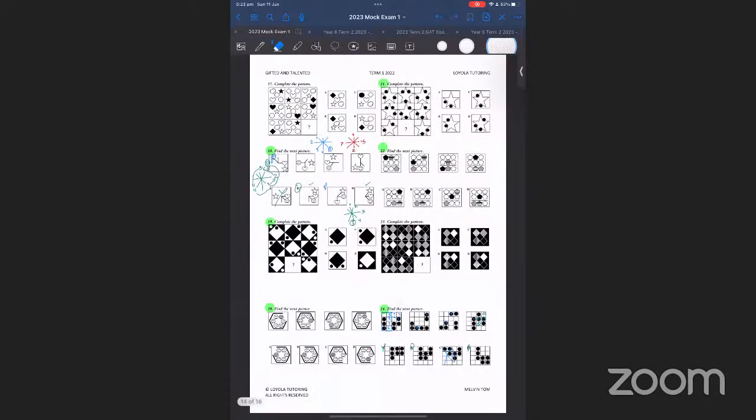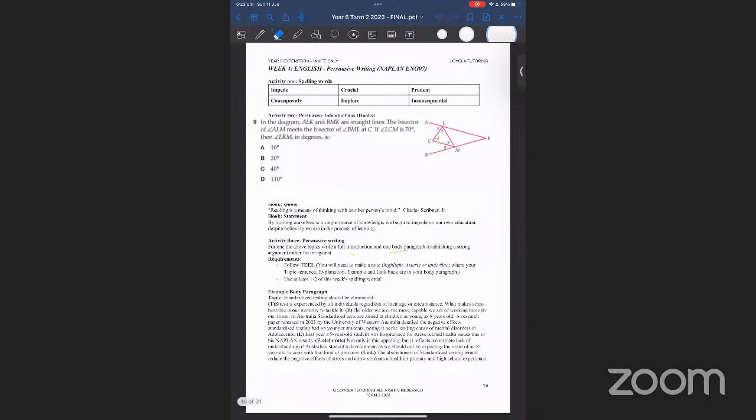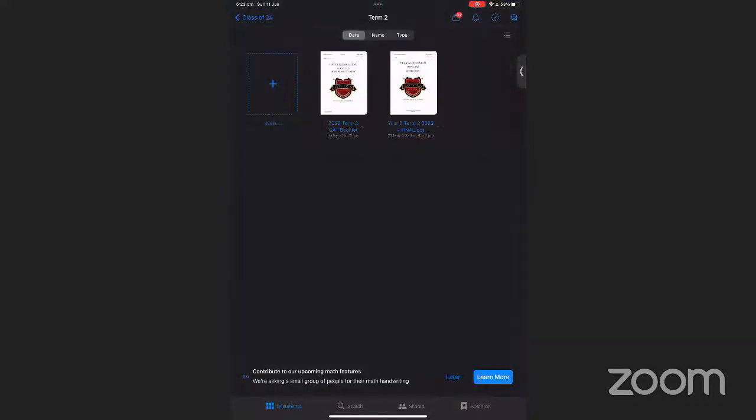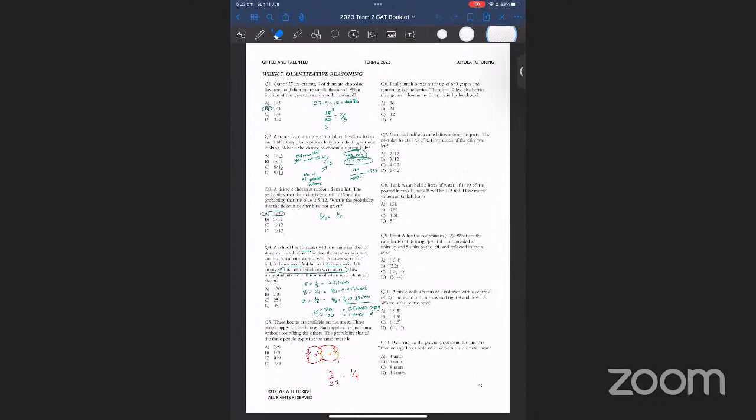So in this question, oops, wrong booklet. Close this booklet, close this booklet. Oh, oops, I opened up the wrong one. So term 2 gate booklet. Okay, close this one.